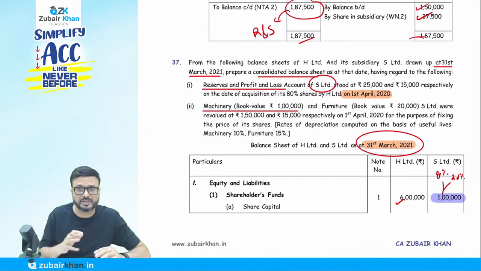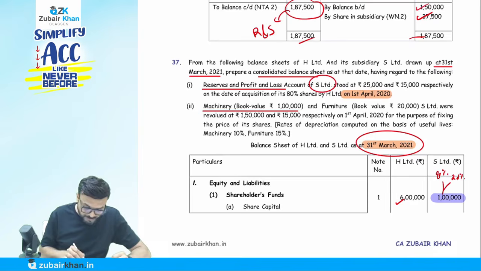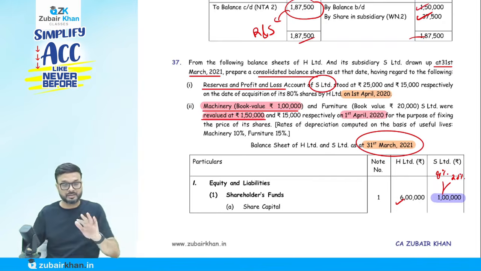We'll discuss the furniture later on. They are revalued at rupees 1 lakh 50 and 15,000 respectively. So for the machinery, they're talking about the book value was 1 lakh. They want to revalue at 1 lakh 50,000, but on which date? On 1st of April 2020. The point that I've highlighted with the red color, just focus on that.